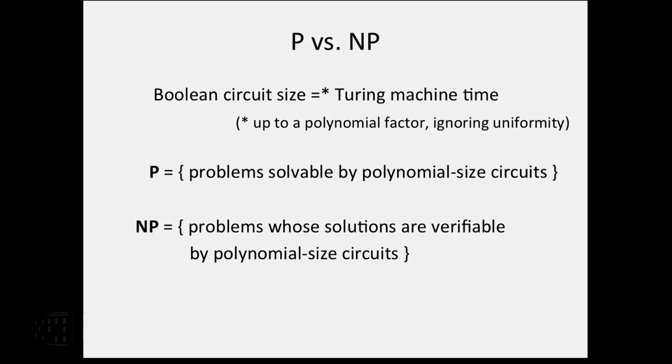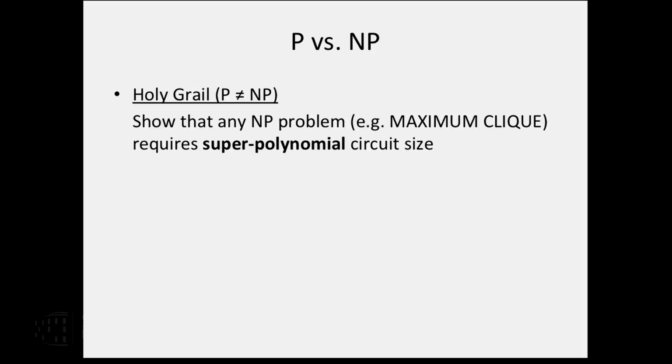So for purposes of this talk, you can think of circuit size. The circuit size of a Boolean function is the fewest number of gates you need to compute that function. And this complexity measure of Boolean functions is essentially equivalent to Turing machine time. There's an asterisk here: this is up to a polynomial factor and ignoring uniformity. But this lets us frame the P versus NP problem in terms of circuits. We can think of P as the class of problems solvable by polynomial-sized Boolean circuits. NP is the class of problems whose solutions are verifiable by polynomial-sized Boolean circuits.